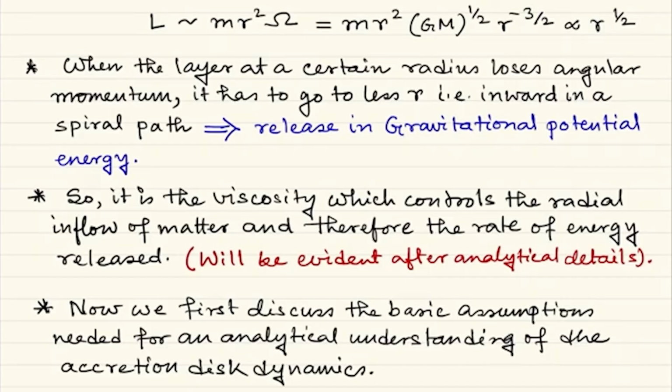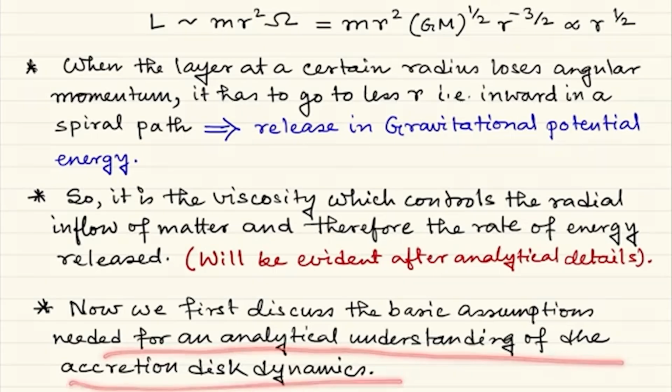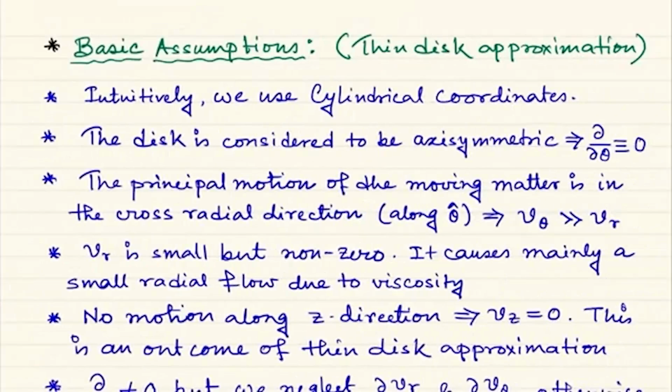We will now switch to some analytical treatment, and for that we have to write equations, but even before that we have to talk about the basic assumptions. So now we first discuss the basic assumptions needed for an analytical understanding of the accretion disk dynamics. Here there is a list of assumptions, and all of them are equally important.